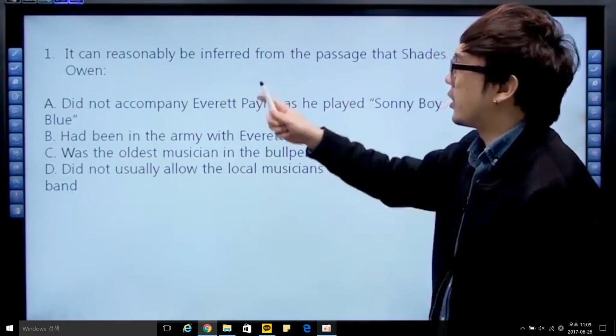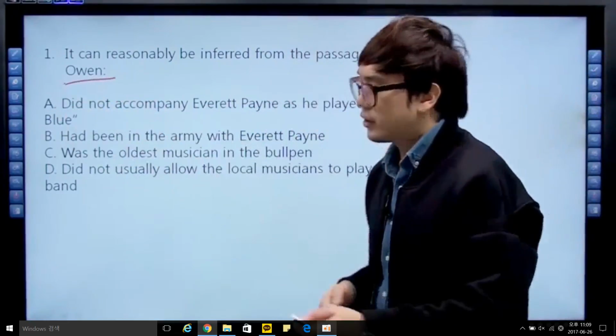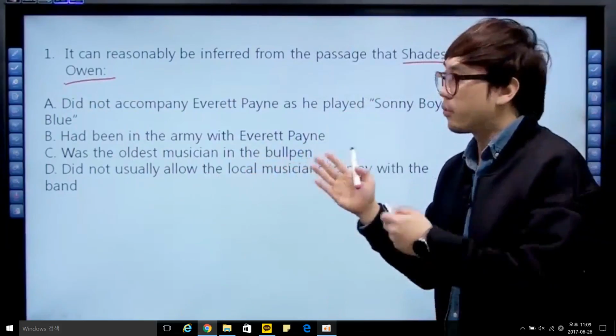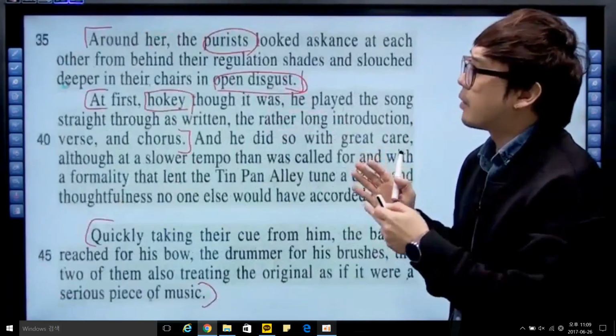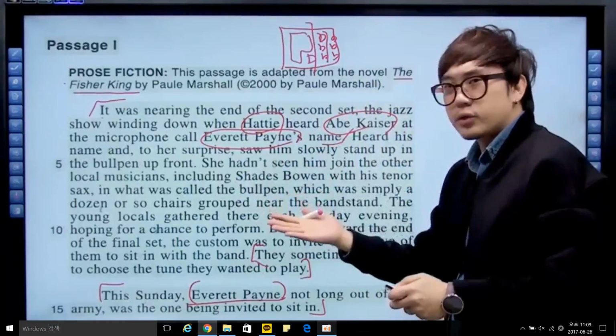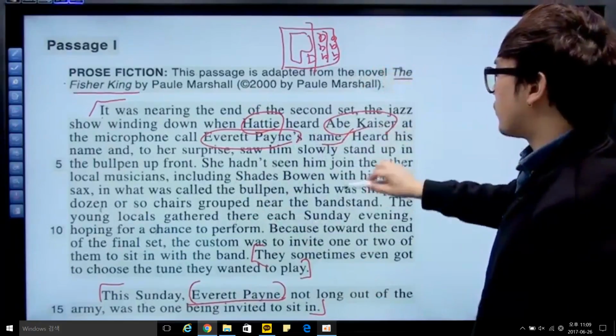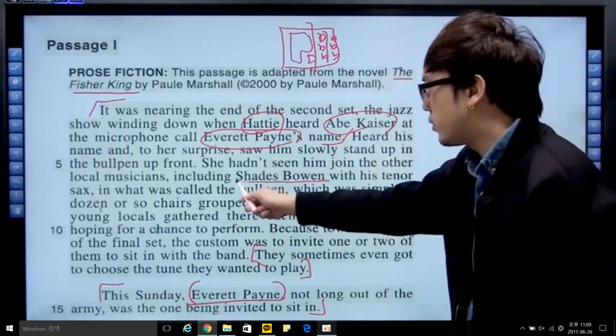Let's get started. It can reasonably be inferred from the passage that Shades Bowen... So what you need to do is find Shades Bowen. Now of course we have to go back and forth with this, right? So we'll take time, but for you, of course, the passage will be right on your left side and your questions will be on the right side, so it should be easier, right? So Shades Bowen, you need to find him. You can go down a little bit and you find him right there.